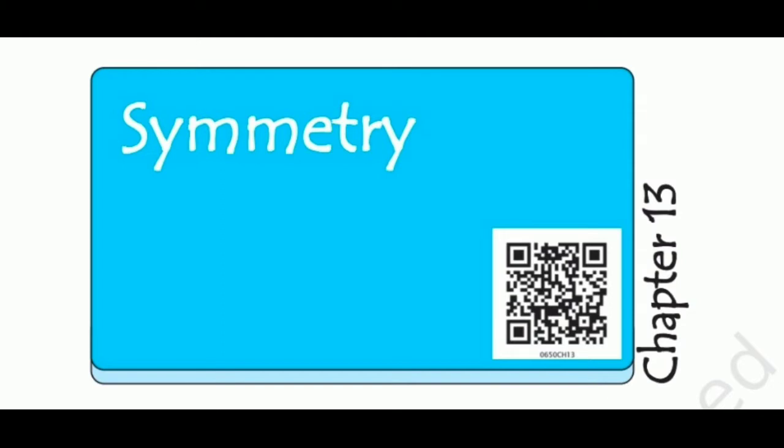Today we'll be learning the 13th chapter, which is symmetry. So please open your book and we'll start the 13th chapter.